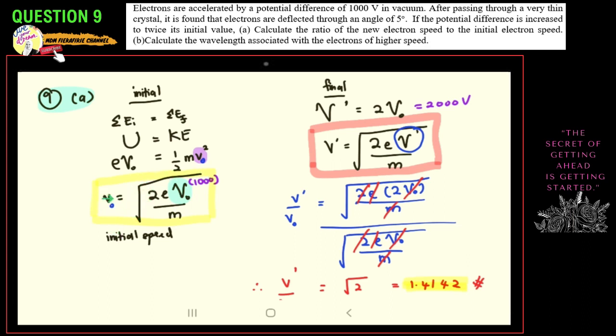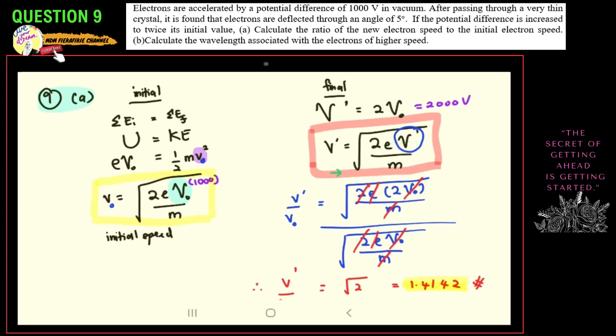This is the small v and I put V0 to stand for the speed of the electron before we increase the potential difference to 2000. So for the final condition, when the potential difference is twice its initial value tadi, 2 kali ganda V0, equal to 2000 volt, we still use the same equation, but this time I put V prime, so this is the final speed after we increase the potential difference to 2000 tadi.